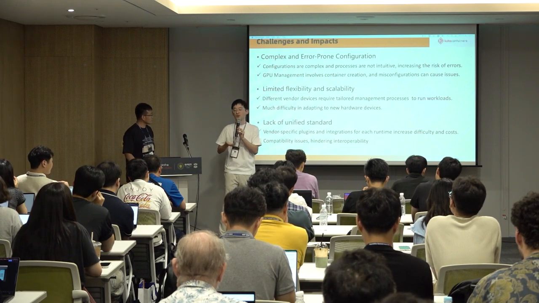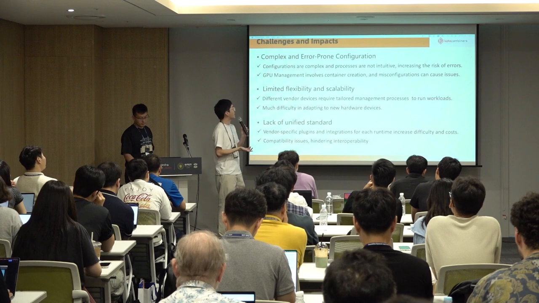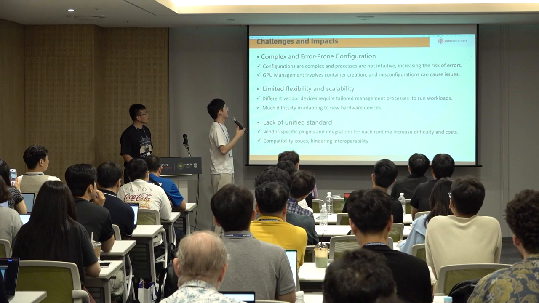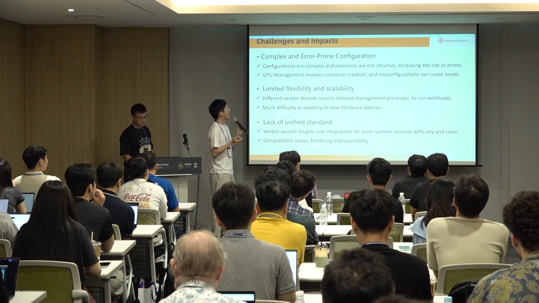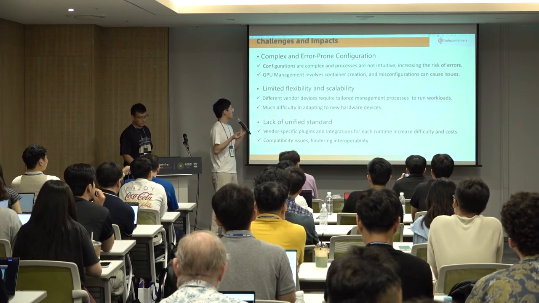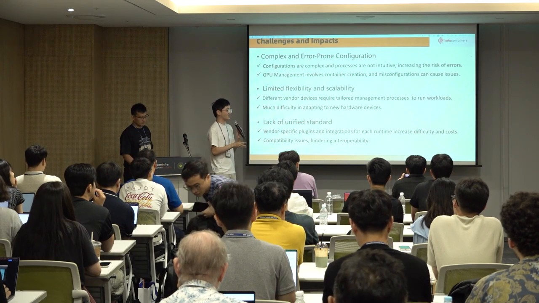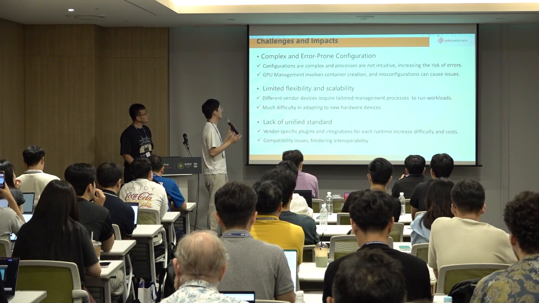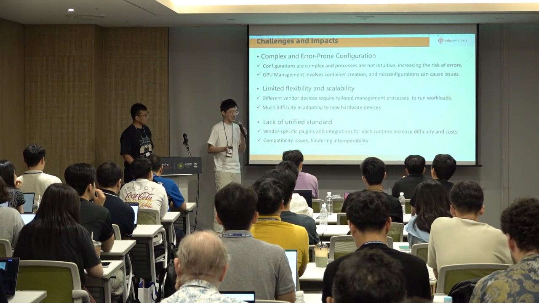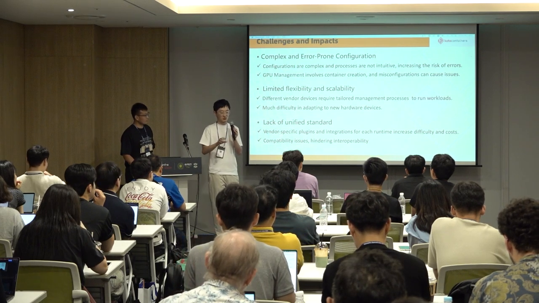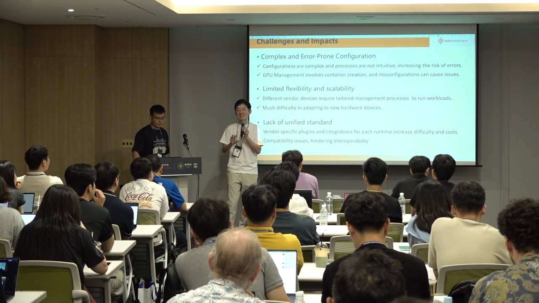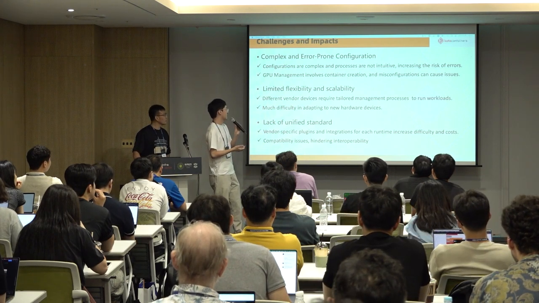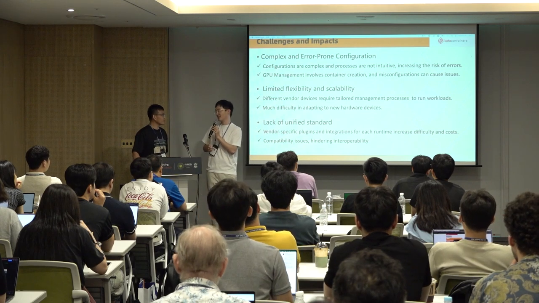So this is what we propose in the Kata Containers 4.0 area, because we have found these challenges. There are complex and error-prone configurations, because it's not standardized and we need to hack everything into Kata Containers. And then there is a limit to flexibility and scalability, because we have injected everything into annotations, and annotations are not very easy to change. And then there's a lack of a unified standard, which is what we want to propose next.